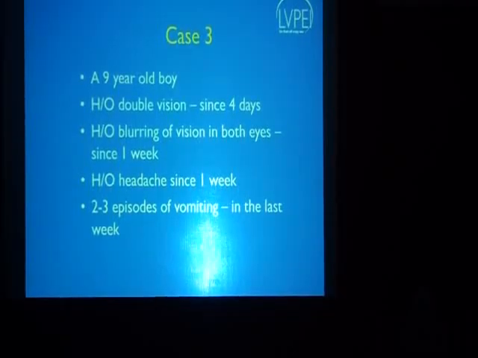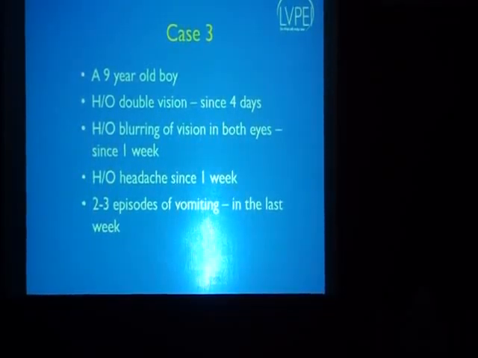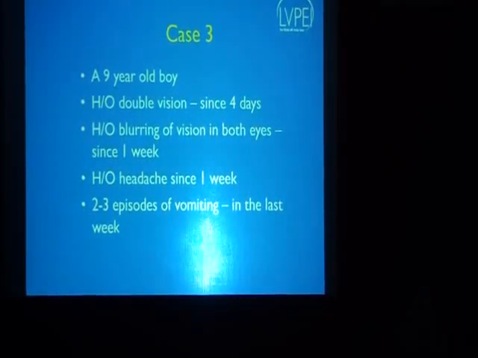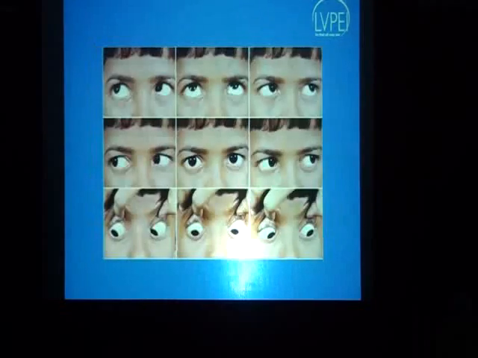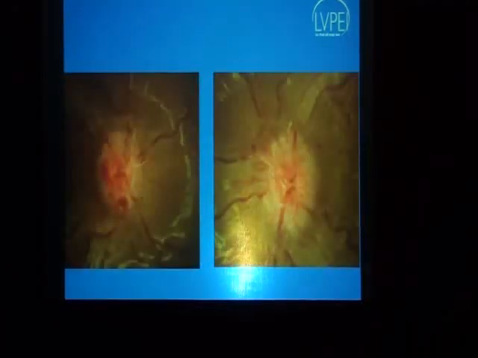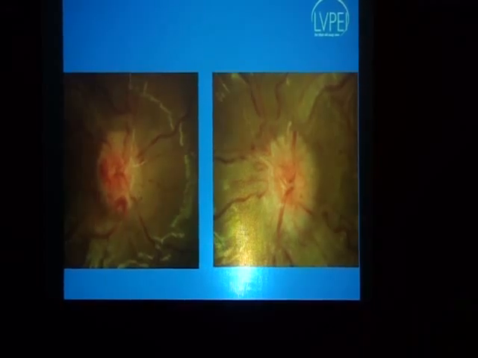So this is a 9-year-old boy who basically came to us with history of double vision for the last 4 days, and he had this picture here. You can see the esotropia, and the ocular motility was normal. Couldn't really find any deficits. And this is his fundus picture. So we have a 9-year-old who comes to us with fairly good vision, complaining of double vision with esotropia, with this kind of a picture.